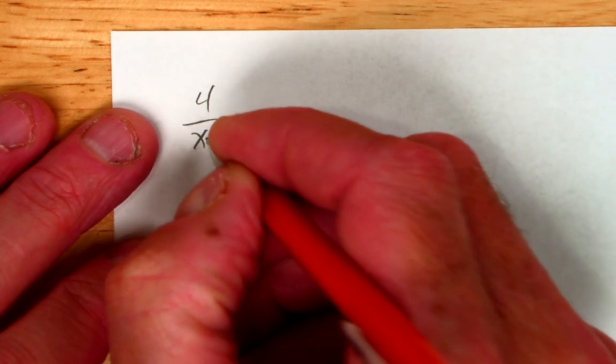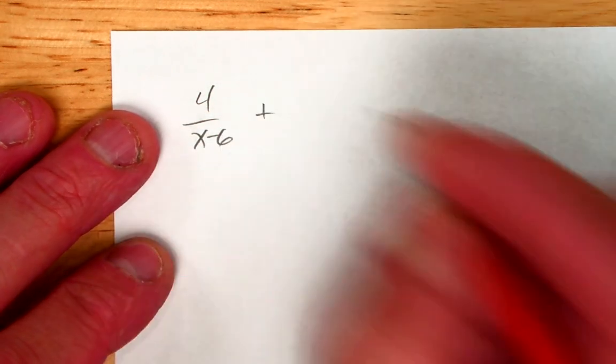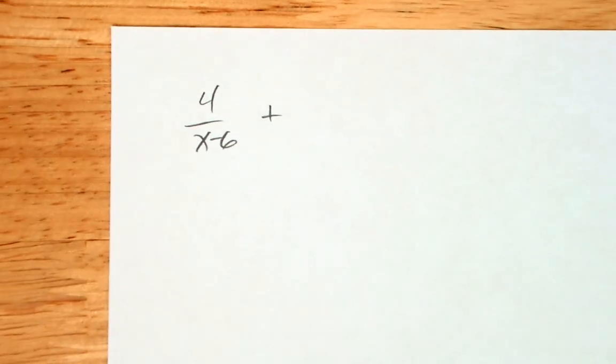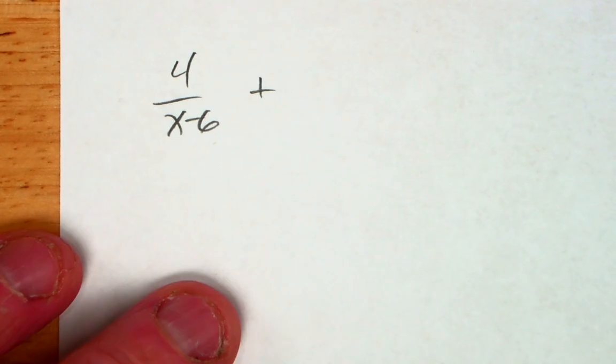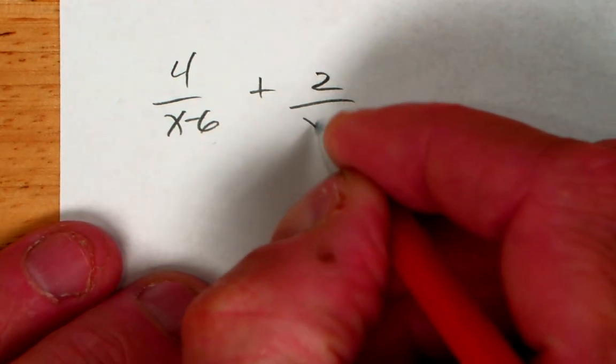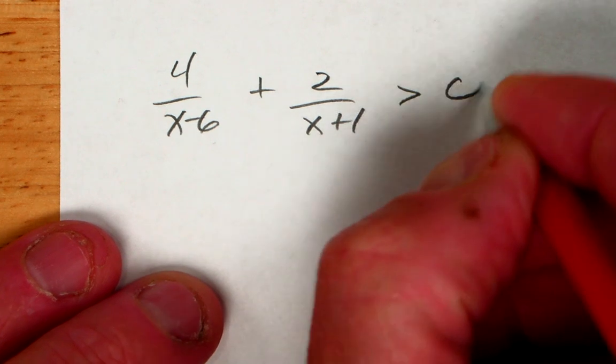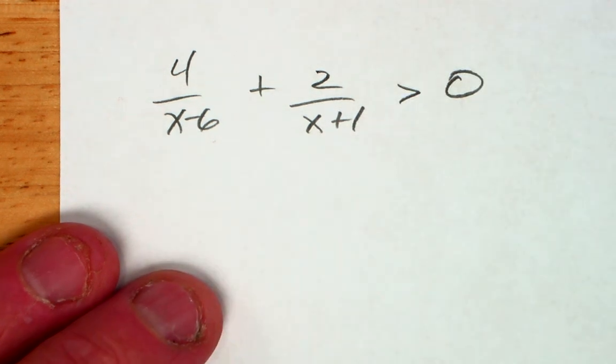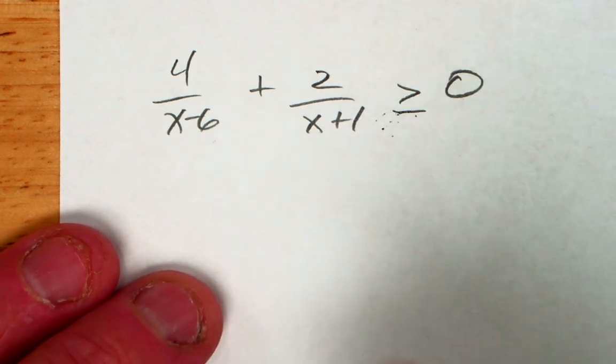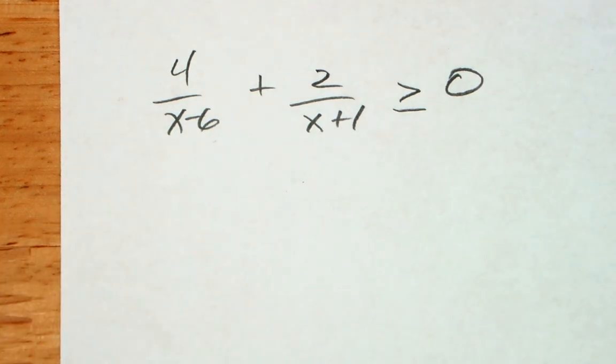4 over x minus 6 plus 2 over x plus 1 is greater than 0. Let's go greater than or equal to 0. Okay? So what do we have to find?